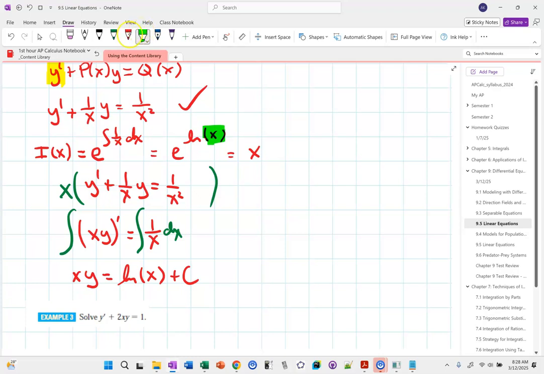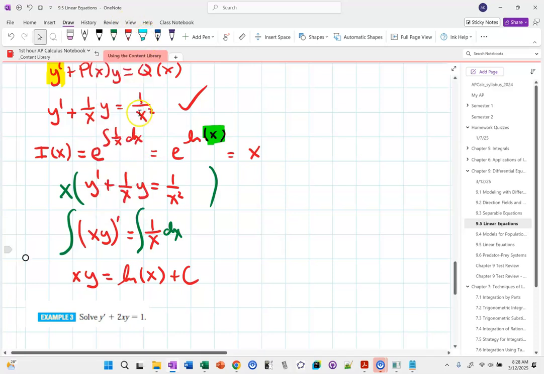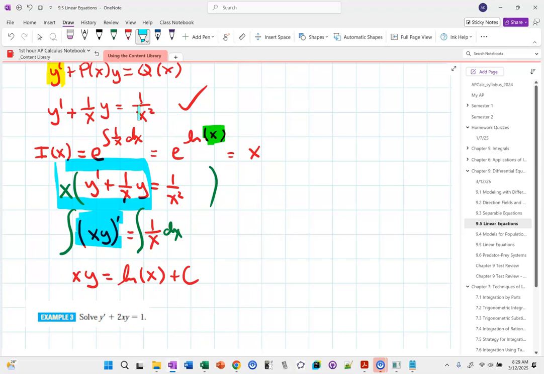So by definition, this stuff is the result of the product rule derivative of I of x times y. So it's always the way it is.